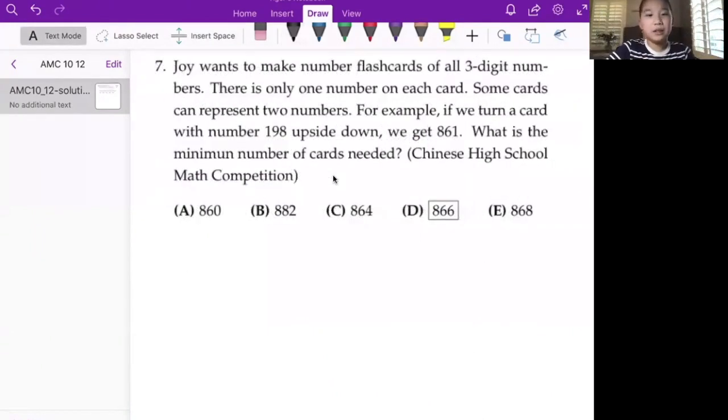Problem 7. Joy wants to make number flashcards of all 3-digit numbers. There's only one number on each card. Some cards can represent 2 numbers. For example, if we turn a card with number 198 upside down, we get 861. What is the minimum number of cards needed?